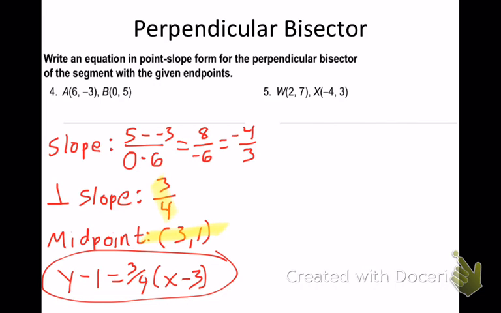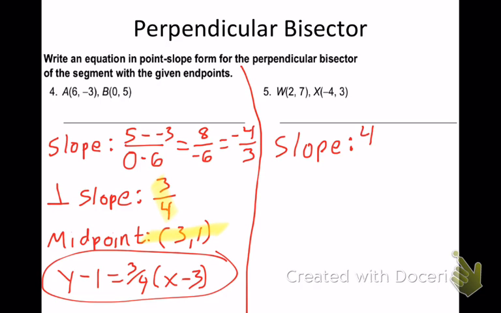I keep forgetting to switch it. Okay, let's try number 5. First thing I want to do is identify the slope. Who thinks they can give me the slope here? Blake, what would the slope be?